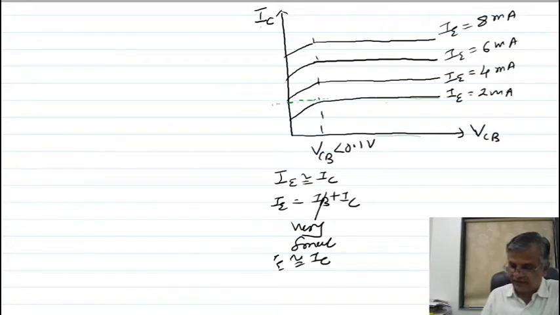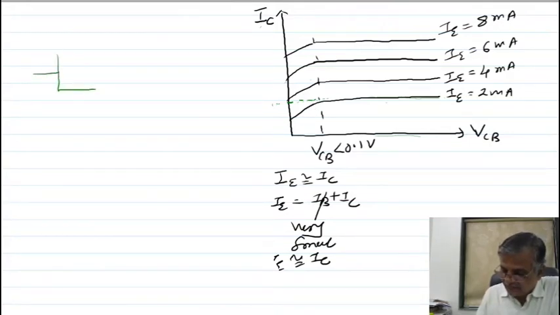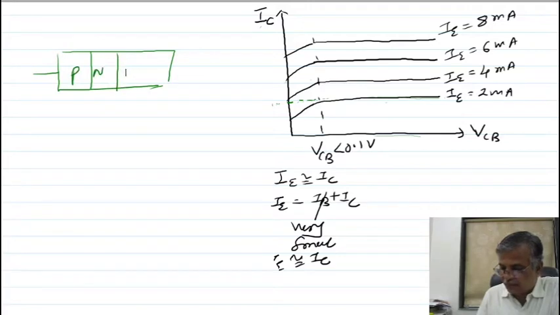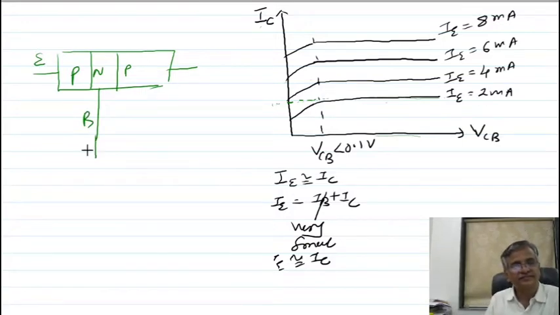Why are you getting this? Let us discuss it. Your emitter base is forward biased. So the charge carriers are already entering this base region.